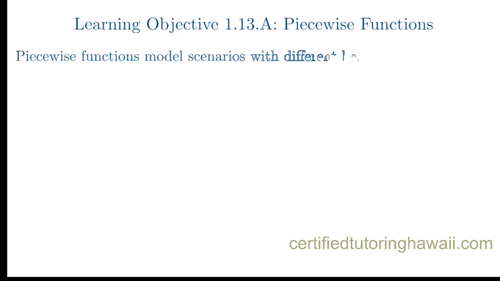Think about a cell phone plan. You might pay a base fee for the first 10 gigabytes of data, but then a different, higher rate for any data you use beyond that limit. This is a classic piecewise scenario.